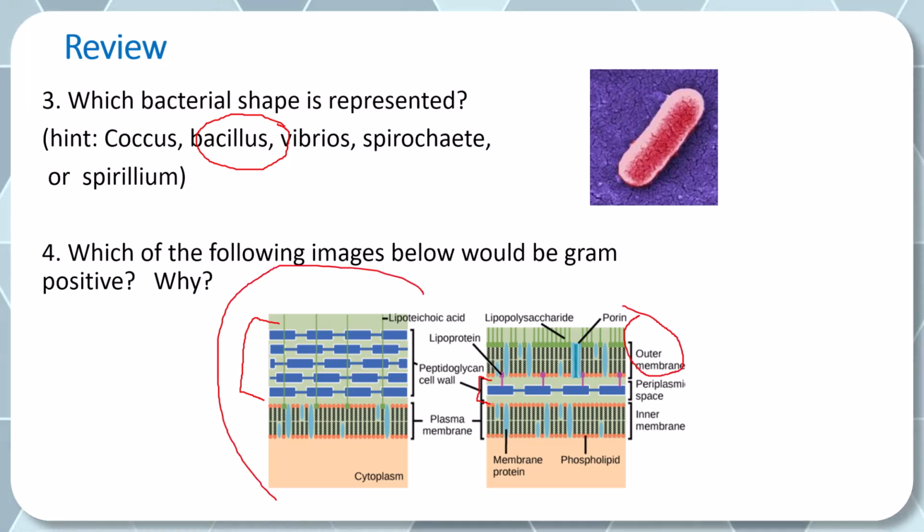So our first one is going to be gram-positive, and the second one is gram-negative. And again, this thick peptidoglycan layer is really letting us know that this is the gram-positive slide.